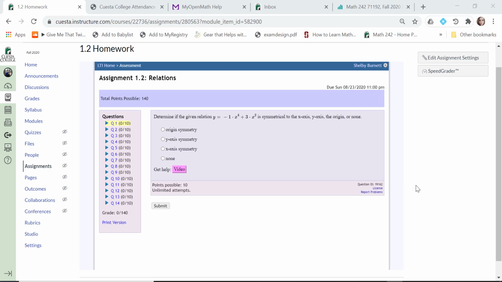Hi guys, so I've gotten some questions on how to use the graphing tool within this MyOpenMath, so I'm just going to show you on a couple of the graphing questions.